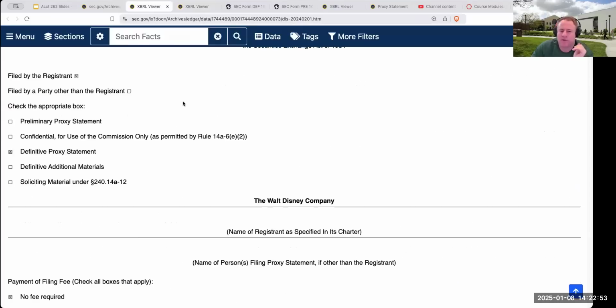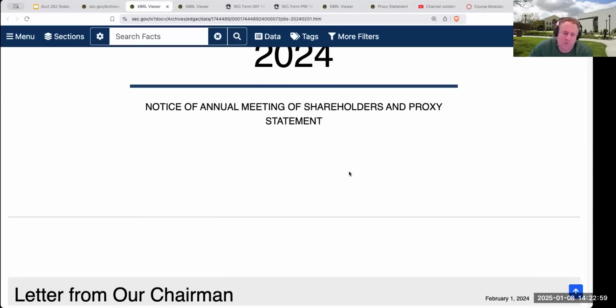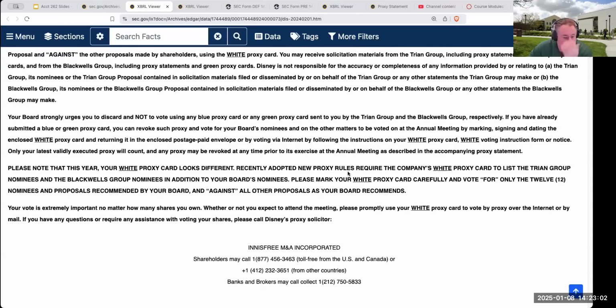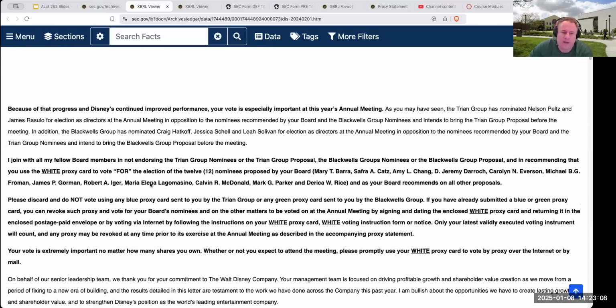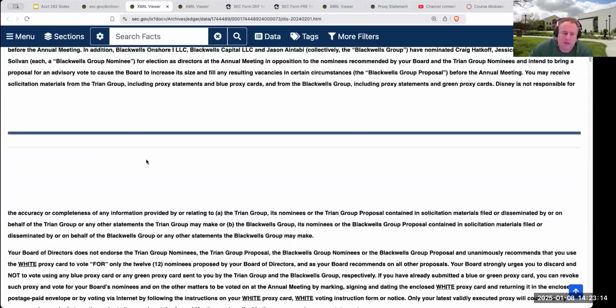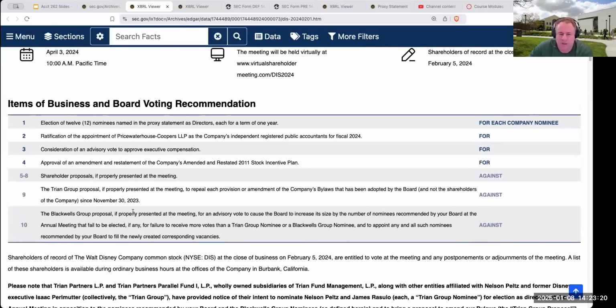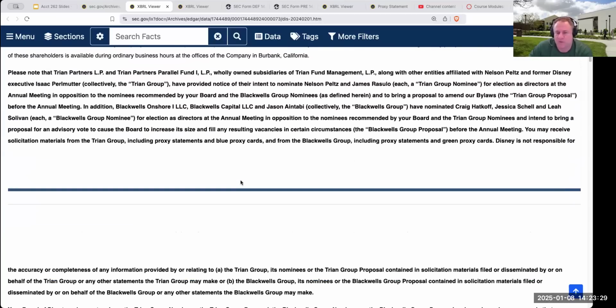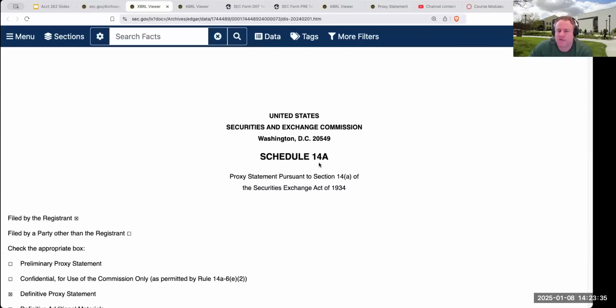Now, as we look over here, this is where you get a little bit more interesting things going on. You've got the Walt Disney Company, and this is coming from the chairman of the board of the Walt Disney Company. And then over here from Bob Iger, and you'll notice that it's kind of the same. This part over here is the Blackwells group proposal. You'll see these different nominees are saying against. So other people put out here, but this is a form. This is a Schedule 14A.